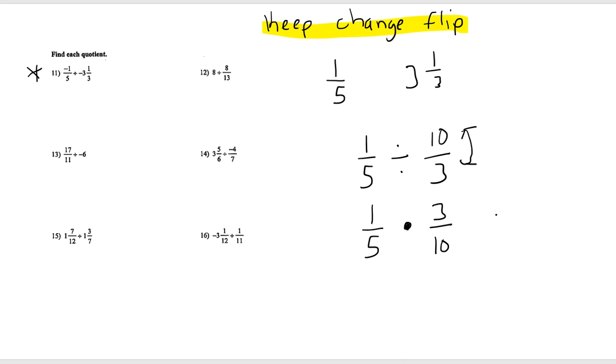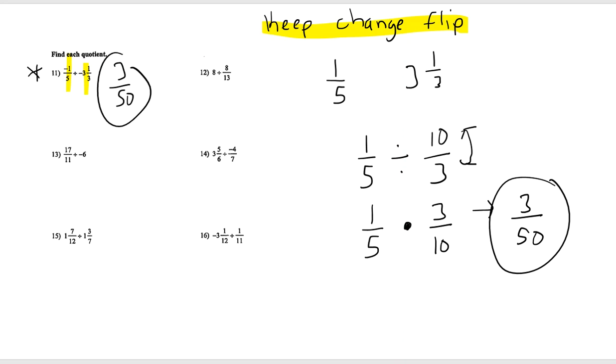Now from here, you already know how to multiply fractions. Top times top, over bottom times bottom, and then simplify. There are no common factors between 3 and 50. And then we need to pay attention to the sign of our answer. A negative divided by a negative is going to be a positive answer. So we would end up with 3 over 50.